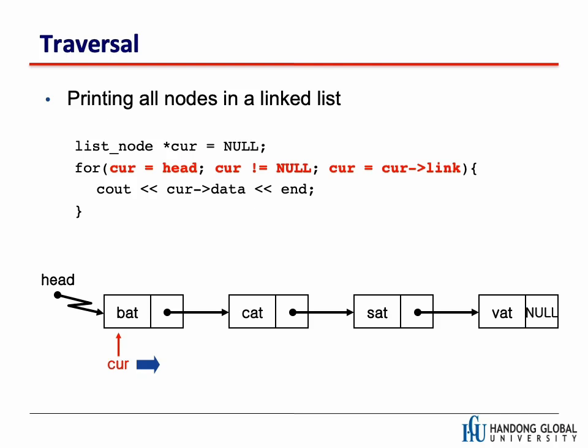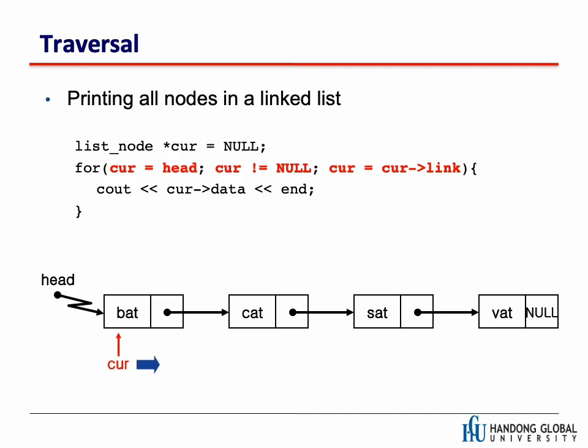Okay, so head is pointing to this linked list, and then cur gets head. So cur starts from head. Don't get confused: head is a pointer and cur is a pointer. So head has the address of the first node. Let's say in this example, the value of head is the address of the bat node. Then cur will get that, which means cur is pointing to the bat node.